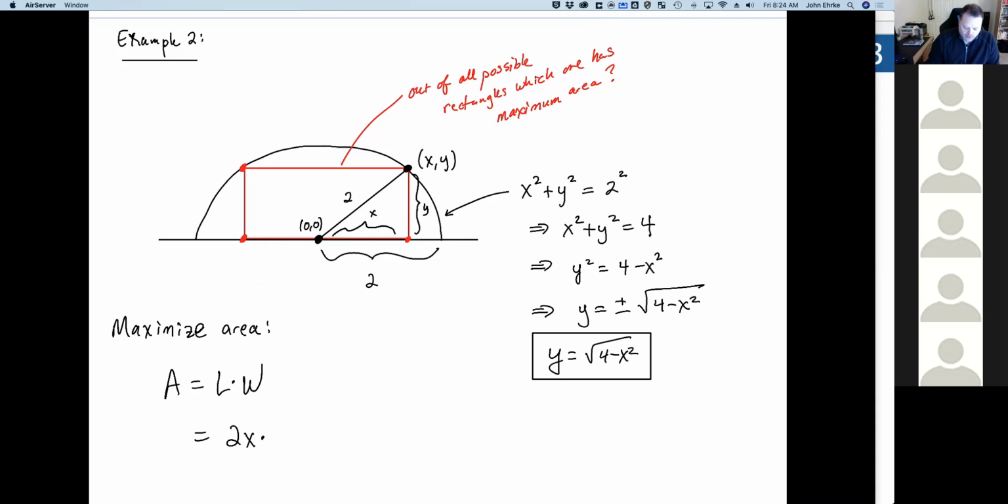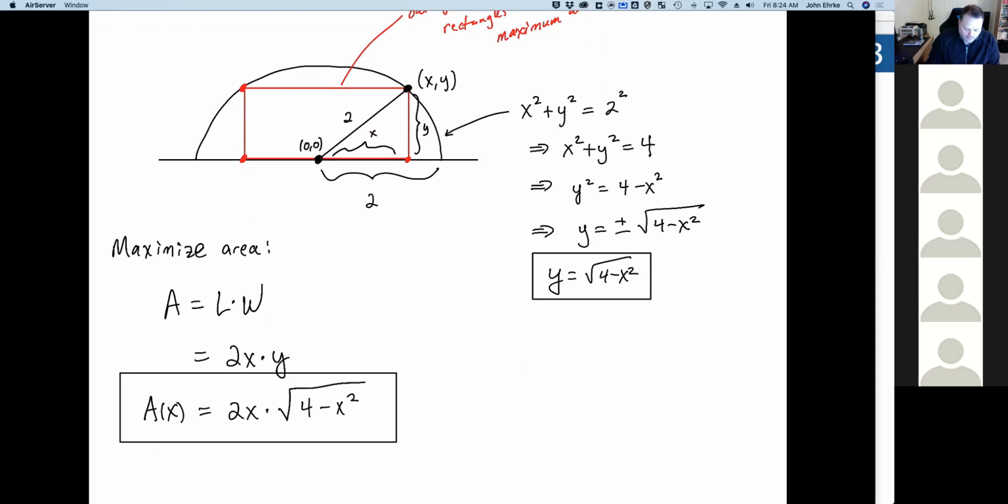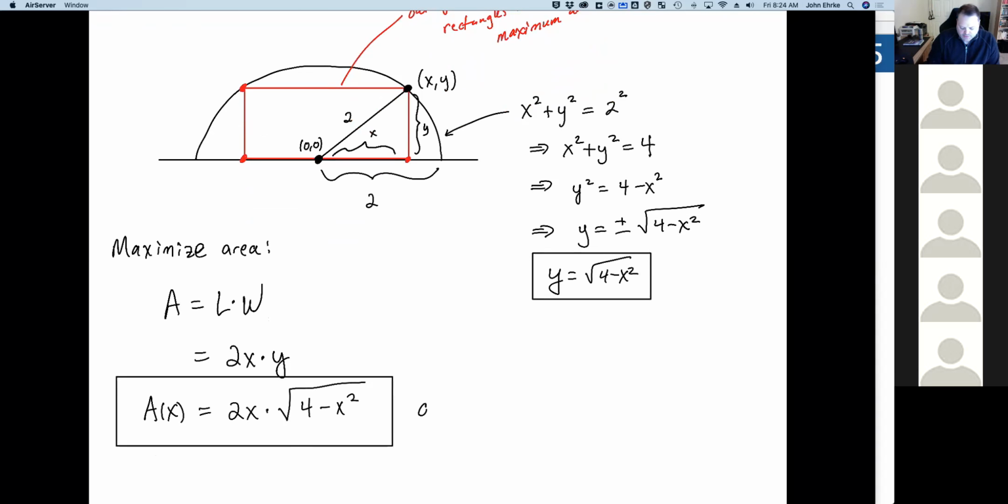But I just came over here to the side and used the fact that my rectangle is constrained by the semicircle. So this is your constraint over here. I use the fact that it's constrained by the semicircle to tell me that y is the square root of 4 minus x squared. So I use that constraint to update my objective function, and now my objective function is just a function of x. And so this is my objective function.